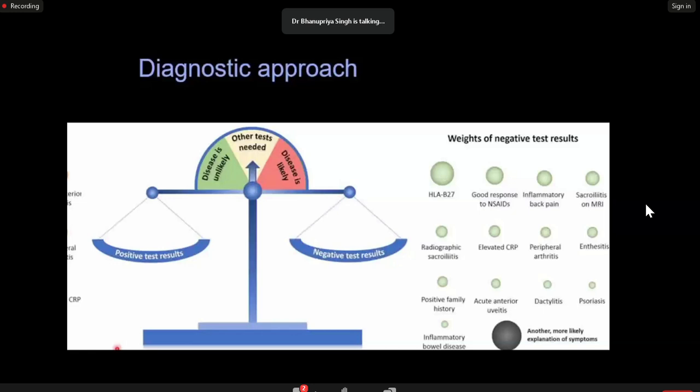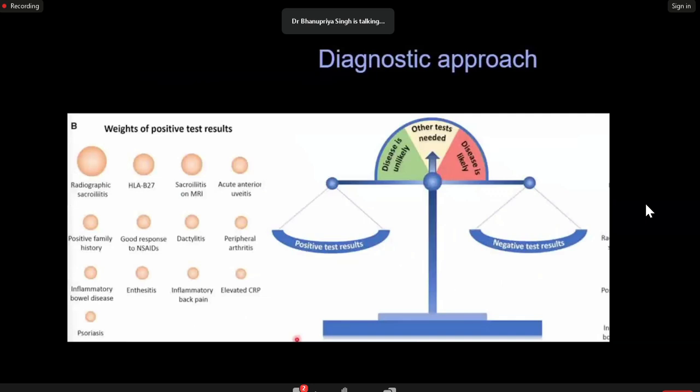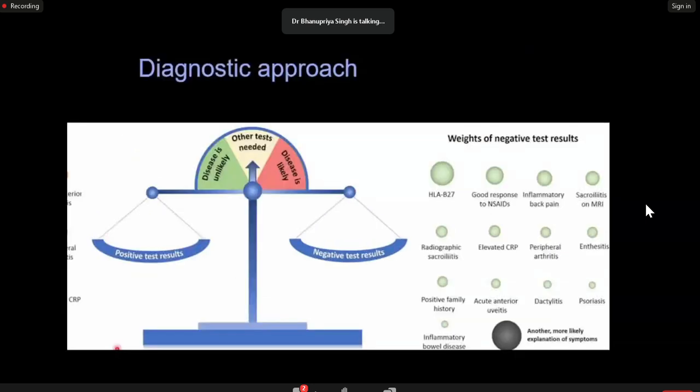So if there is HLA-B27, that was most common in both the things, in positive as well as negative. But if HLA-B27 is negative, there's a good negative predictive value that maybe the patient does not have spondyloarthritis. Another most important thing is this black circle. What does it mean? Another likely explanation of the symptom. So the whole history would lead you to it. Now, the factors are the same, and everything that is negative makes a patient sequentially less likely to have SpA.